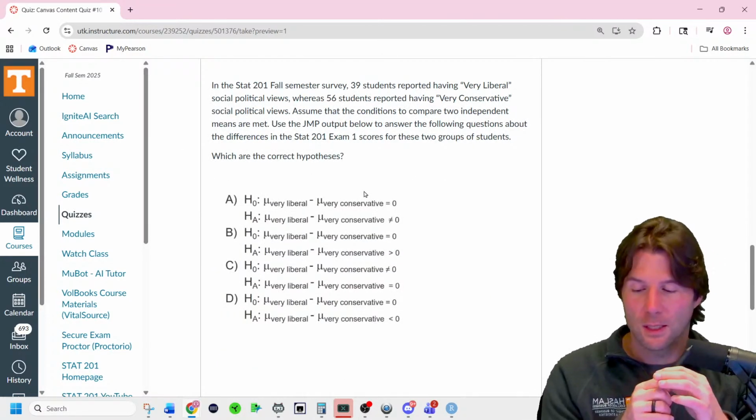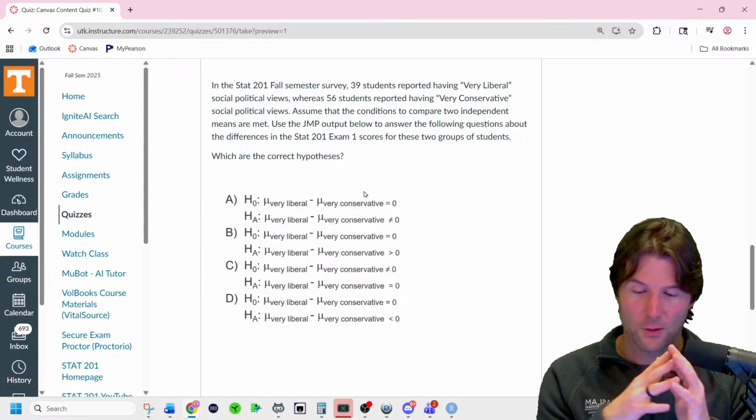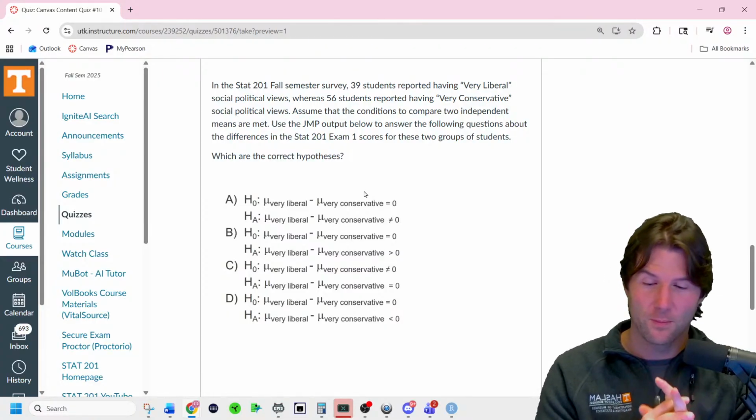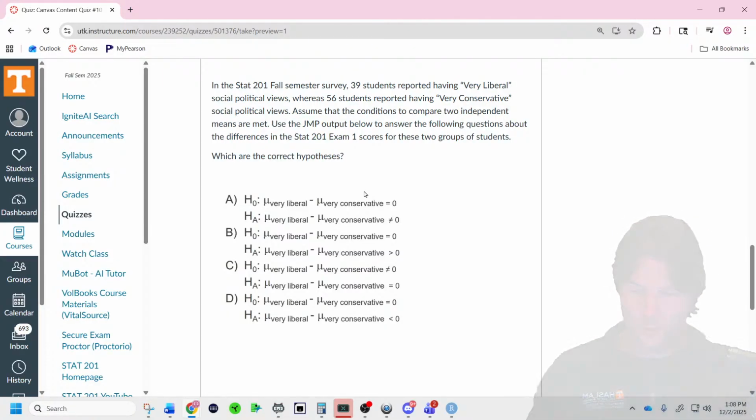Here we are, and I think it wants the correct null and alternative. So we've got people's political views, and we're asking, is it associated with their test score? As in, is there a difference between the means of test scores of very liberal versus very conservative? I think we're trying to find, is there a difference? So the null has to have the equal sign. That eliminates this one. Answer C is eliminated because you can't have the non-equal sign in the null. It has to have the equal sign in the null.